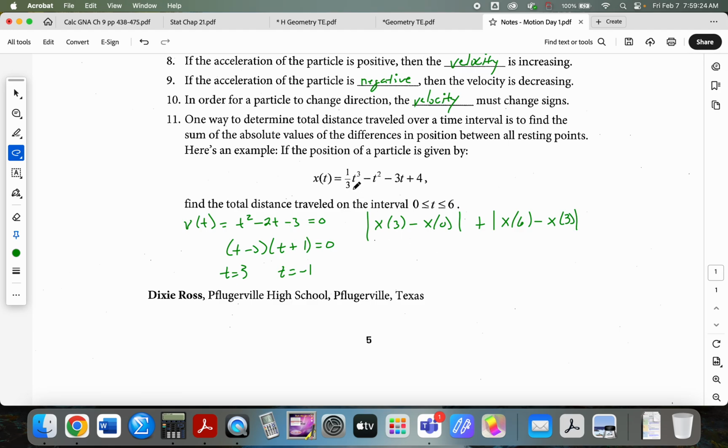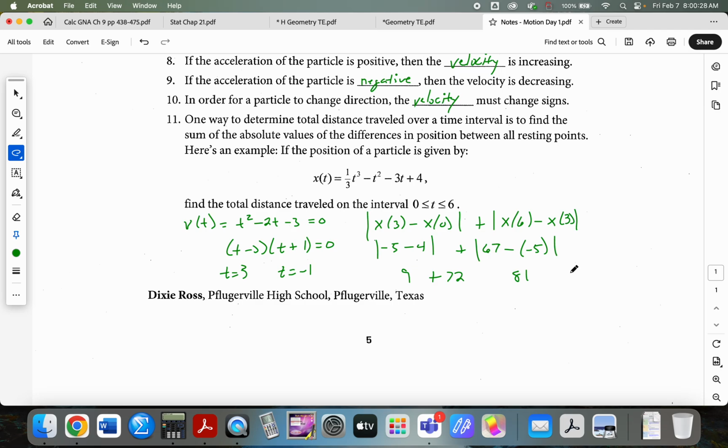So x of 3, let's see if I can do that in my head. That's going to be 9 minus 9 is 0. Minus 9 is negative 9. Plus 4 is negative 5. And at 0, that's 4. So the absolute value there is 9. Plus x of 6, that's 108 minus 36 is 72 minus 9 is 63 plus 4 is 67? I'm hopeful that someone's actually checking me on that. So is it 72? So the total distance traveled would be 81.